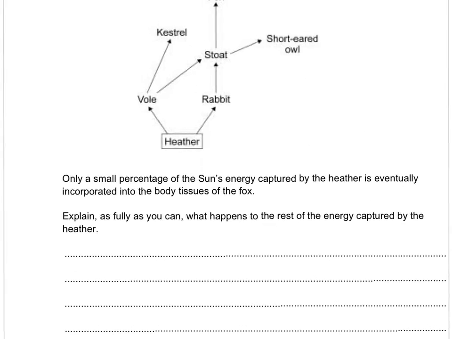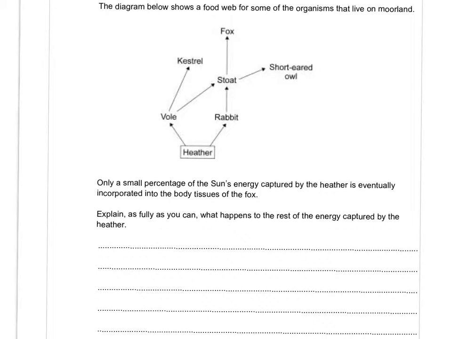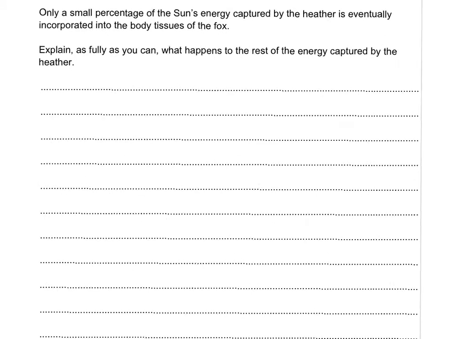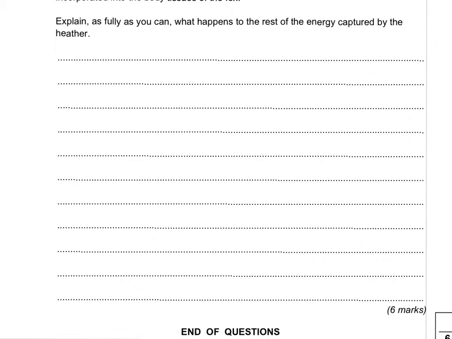Only a small percentage of the sun's energy captured by the heather is eventually incorporated into the tissues of the fox. So what that means is that as the rabbit eats the heather, the stoat eats the rabbit, and the fox eats the stoat, only some of the energy is going to get passed on, not all of it. It's only about 10% of the actual energy amount that gets passed on. Explain as fully as you can what happened to the rest of the energy captured by the heather. And it is a 6-mark question, which means there are 6 things that we need to try and mention for this.